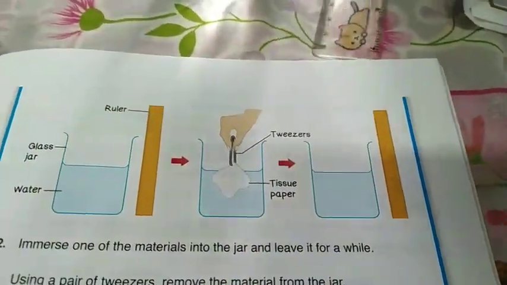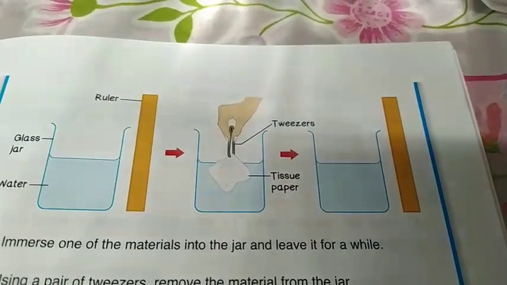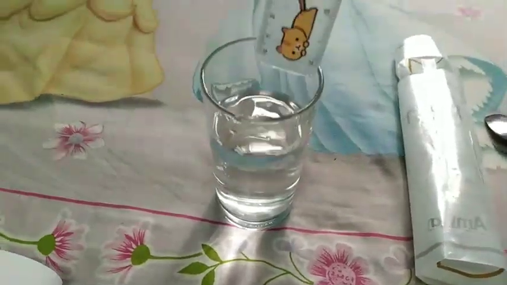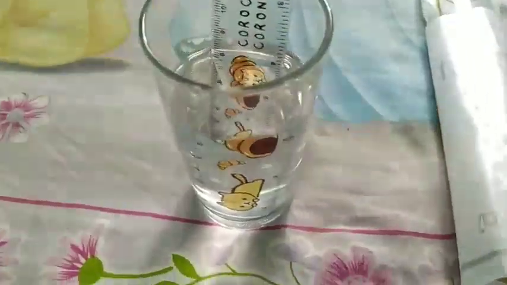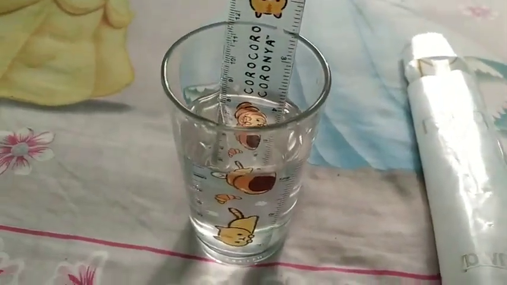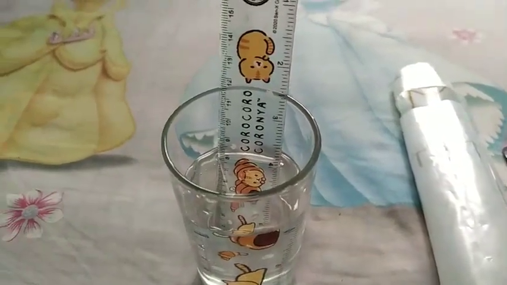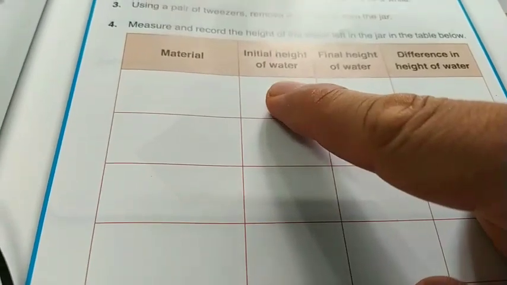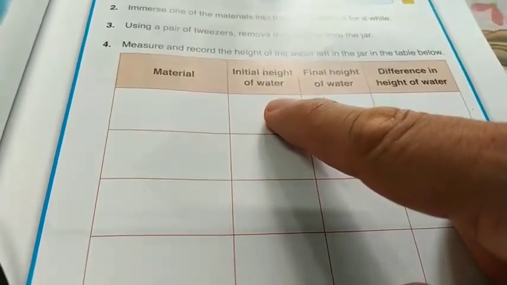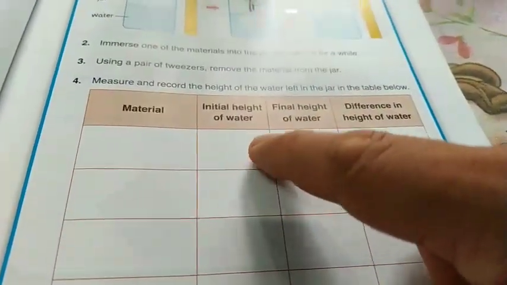So let's measure. Remember, it's 8 centimeters, right? Let's dip it in here. Leave it for some time. Let us see if it works. Then after that, we will remove it. So you will write in here, ruler, initial height of water, 8 centimeters.